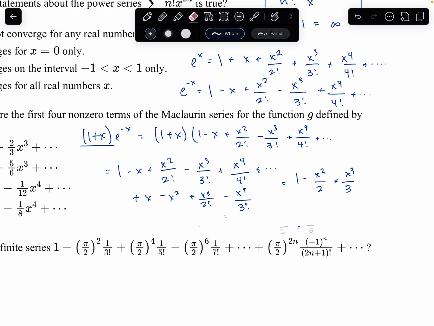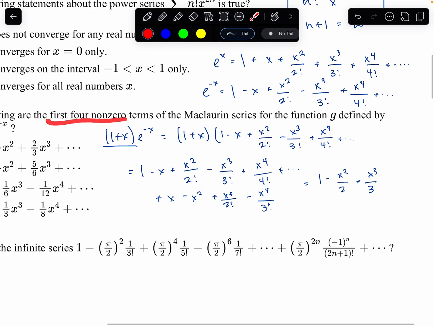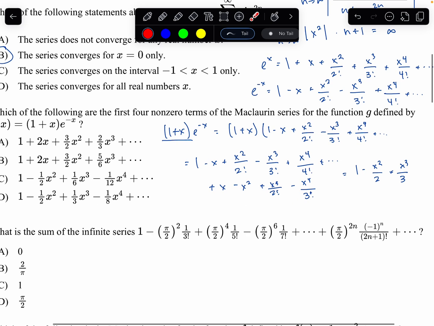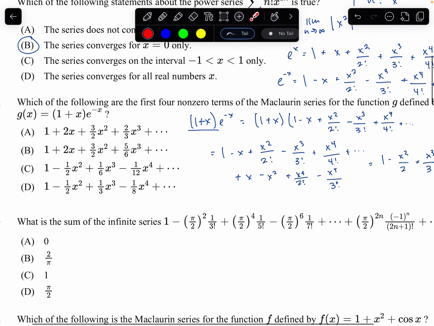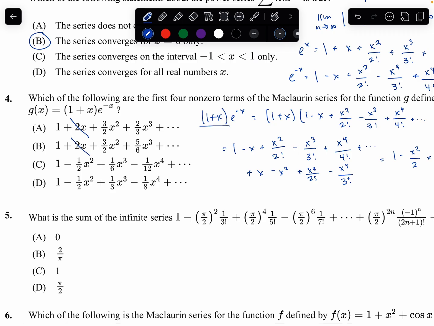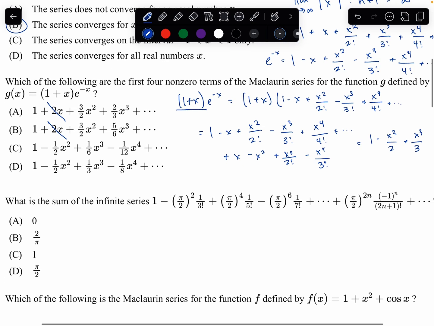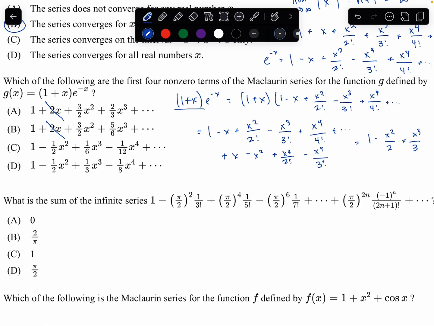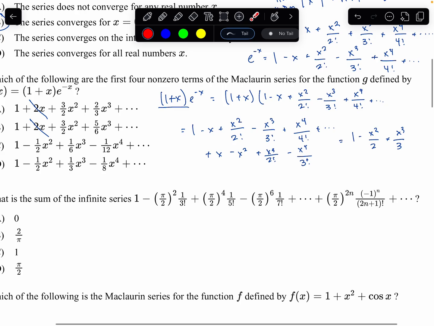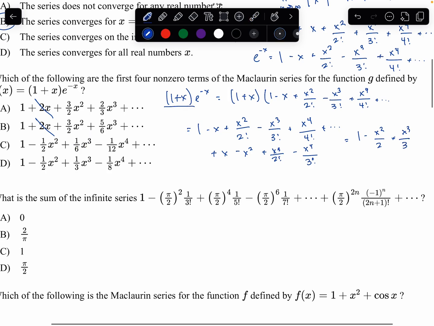Okay, and then so I have 3 non-zero terms, so 1, 2, and 3. And then for the 4 non-zero terms, well, I actually think I can get my answer right now. So I know it's not going to be 2x because those canceled. And then we do have 1 minus 1/2 x squared. And then we just got that it's 1/3, not 1/6. So the answer is going to be D.